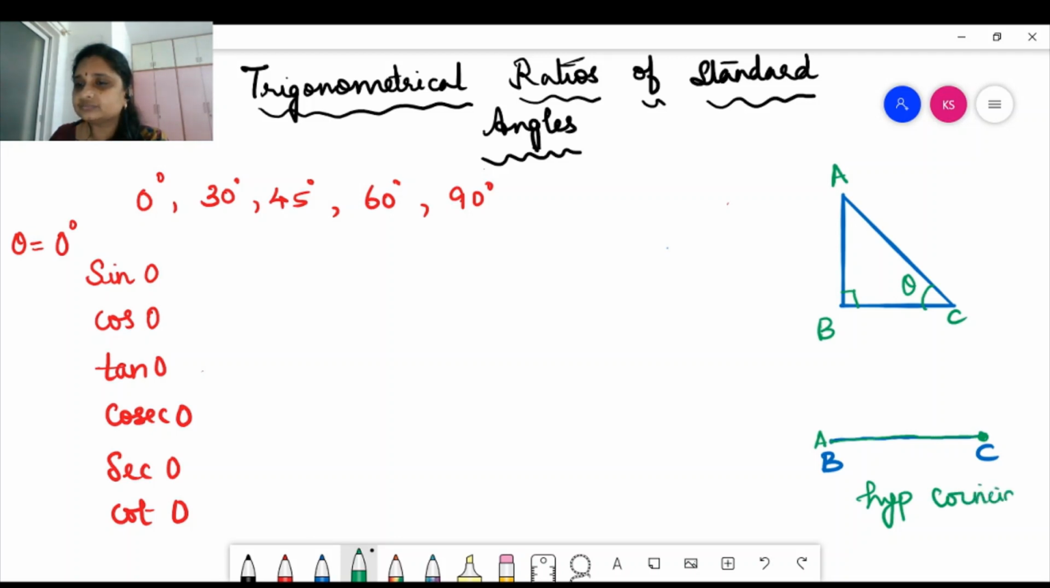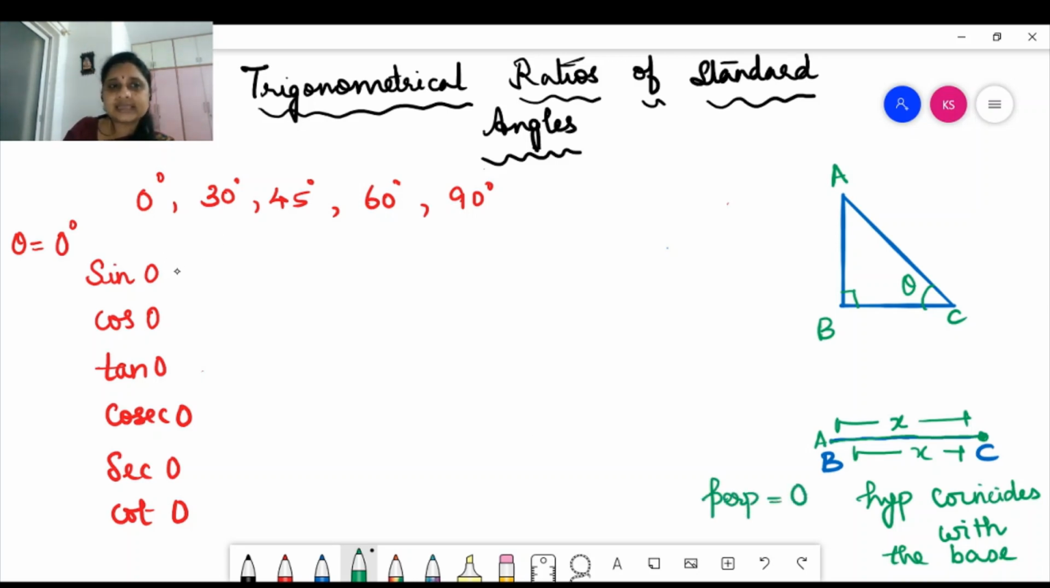coincides with the base of the triangle. Correct? So if you take the hypotenuse to be x, the base is also x. And what happens to the perpendicular? It becomes 0. Now what is sine of an angle?